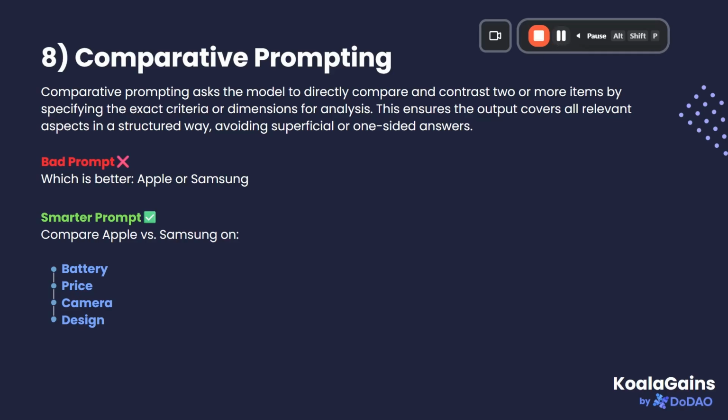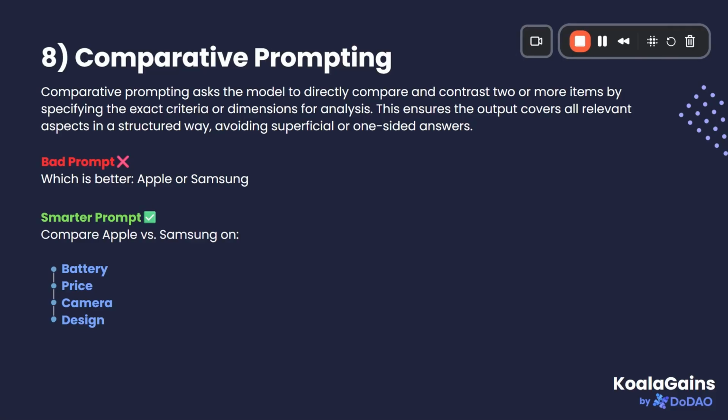The technique we're going to learn in this video is called comparative prompting. You need it whenever you have to compare two or more things. You might be thinking, why do you even need a technique to compare stuff? You could just ask an LLM to compare things for you. But that's not really effective.